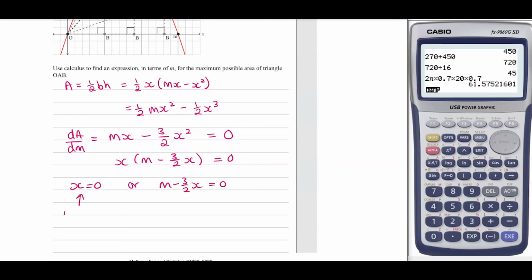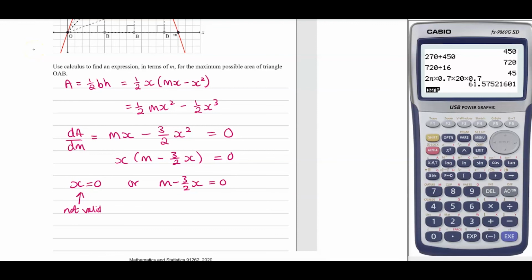Well, that's not going to give us our maximum area, because if x was 0, it would be this point down here on that graph. It's going to give us a 0 triangle. That's definitely not the maximum area. So then continuing on with this other bit, 3 over 2 x would equal m, so x equals 2/3 of m. So just be careful, it's tempting to stop there and feel like you're done. What we've done is found the x coordinate that would give us the maximum possible area, but now we actually need to find that area itself.